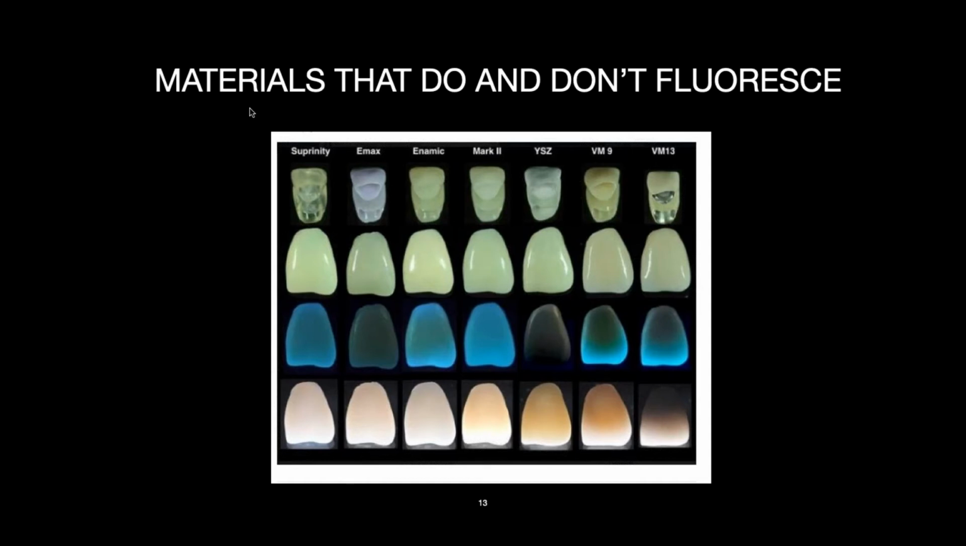So if you look at this chart that someone made up, I have no idea who, but he did a lot of work, and thank him, whoever he may be on this planet. And so you can see from the left, on my left, Suprinity, Emax, Enamic, Mark II, Zirconia, VM9, and VM13. So you know the Suprinity has a very, very good natural fluorescence, just like the Mark II blocks. So the VITA blocks that have been around since 1985 or 6, those have always, to me, set the standard for mimicking natural teeth.